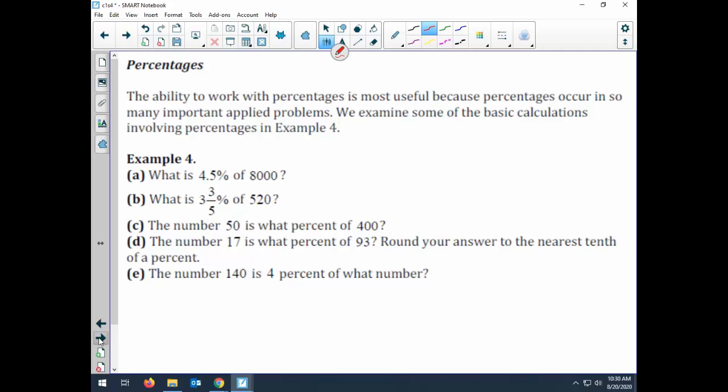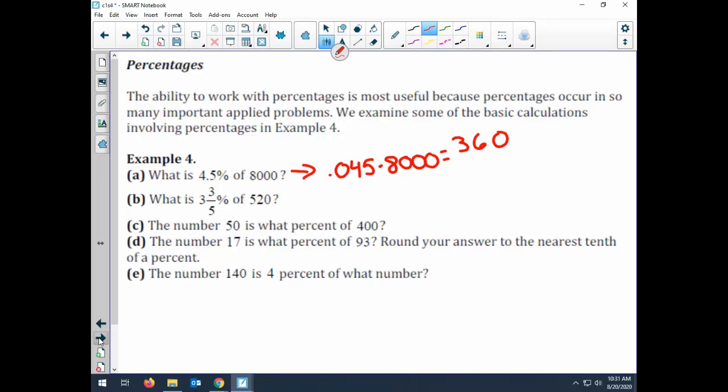Alright, so an important part of calculations in the real world is working with percentages. So this is something that we will be working on a lot throughout this class. So hopefully you guys all know how to do this, and it's going to be super easy. So let's take a look at that first one. What is 4.5% of 8,000? Well, if we want to find 4.5% of 8,000, we have to move it over 2 decimal places, and we multiply that by 8,000, and that will give us 360. So 360 is 4.5% of 8,000.